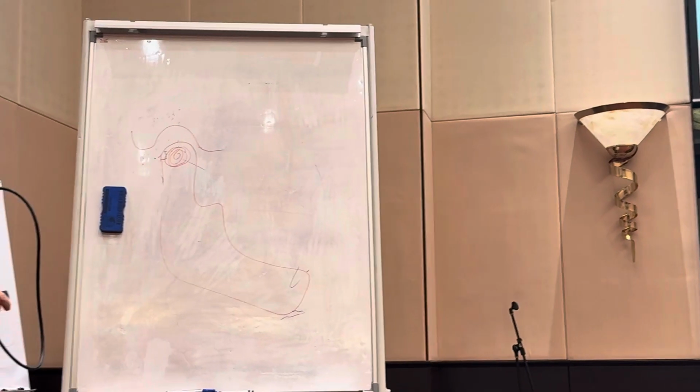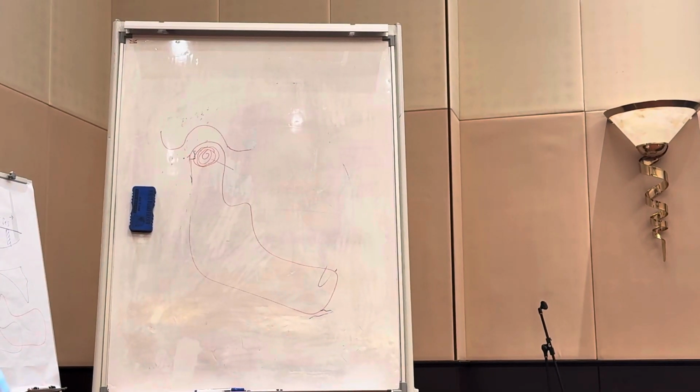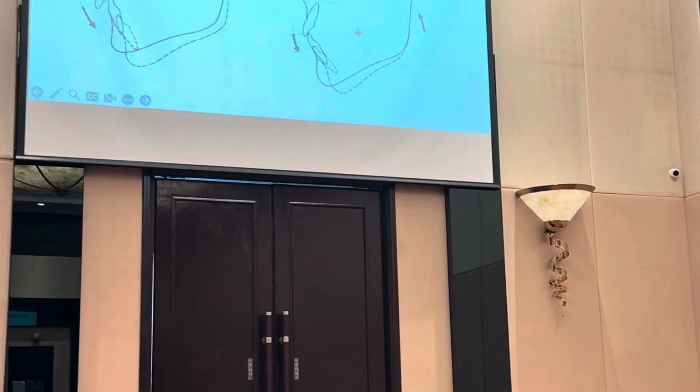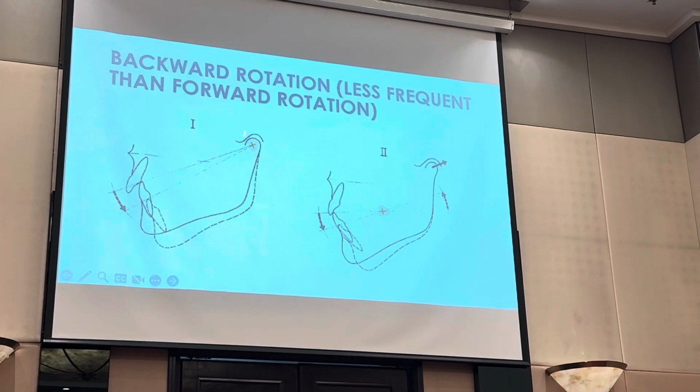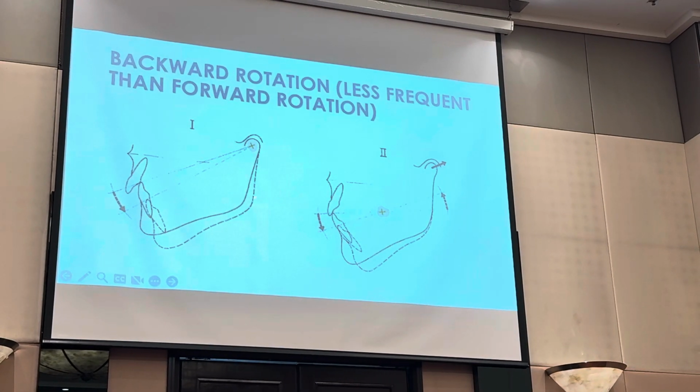So in backward rotation, we only have two types, type 1 and type 2. Type 1 is, again, the same at the TMJ, where it's a hinge. So this one, again, you just imagine your mouth opening. When your mouth opens, the hinge is at your TMJ. So when you open your mouth, that is a type 1 backward rotation. Alright? And the type 2 will be at the premolar region.